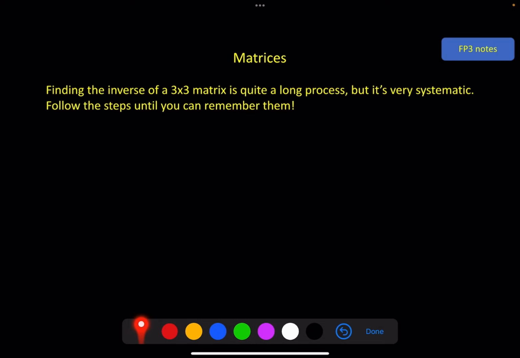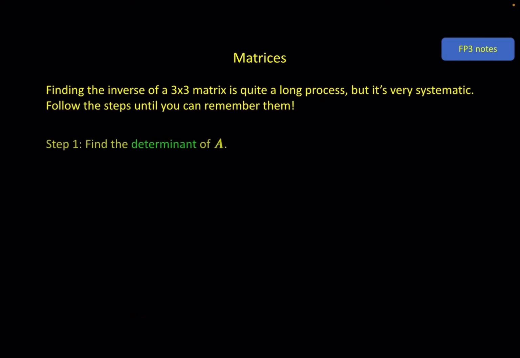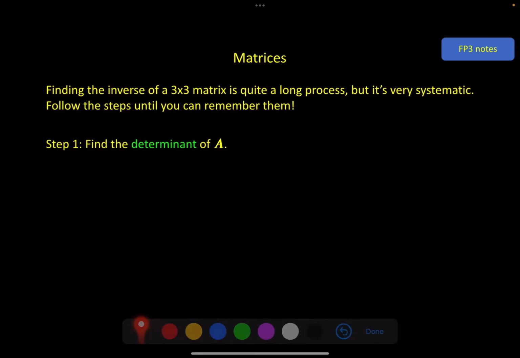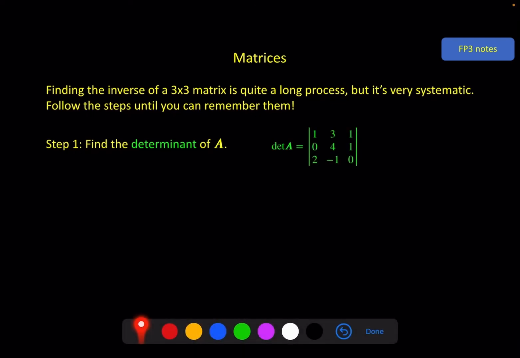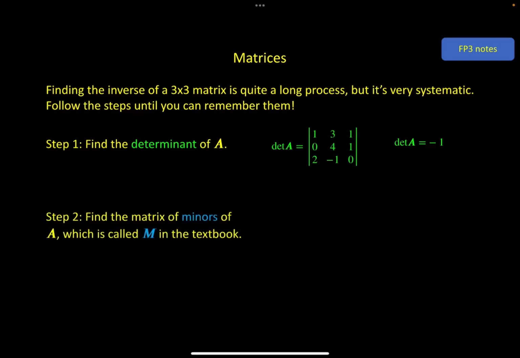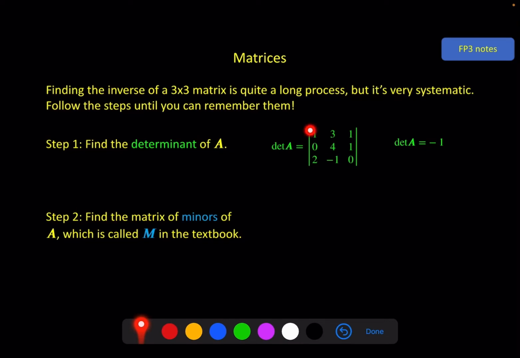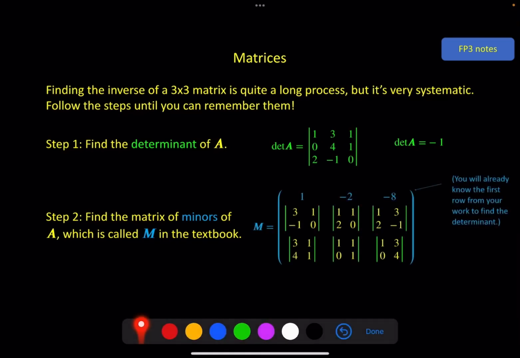So here we go. 5 steps. First step, find the determinant of A. Going to use this example matrix because we already know the determinant from the starter question is minus 1. Step 2. Find the matrix of minors of A. So what we have to do here is use the minors for every element in this matrix and create a new 3x3 matrix of the minors.